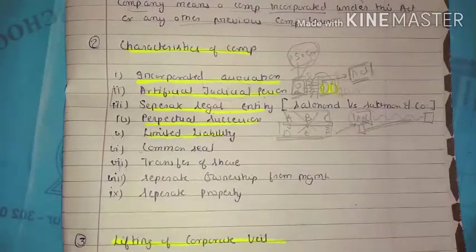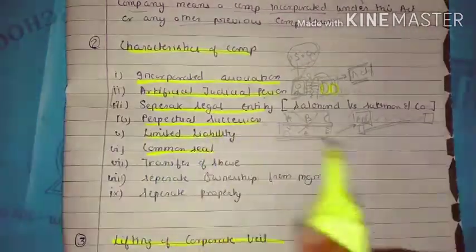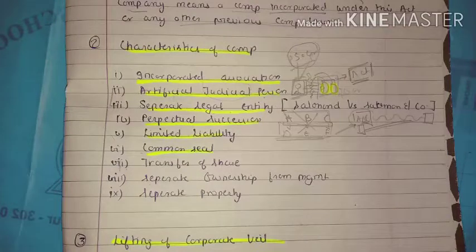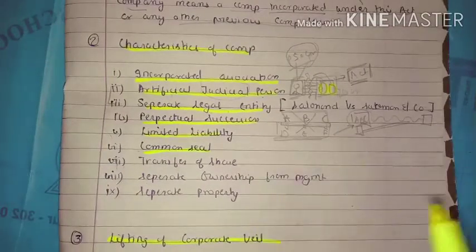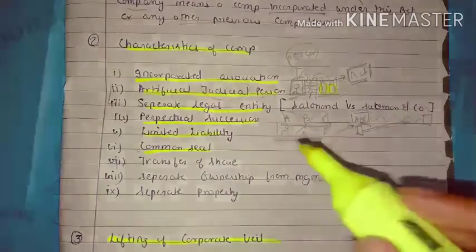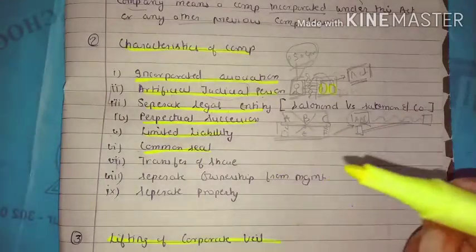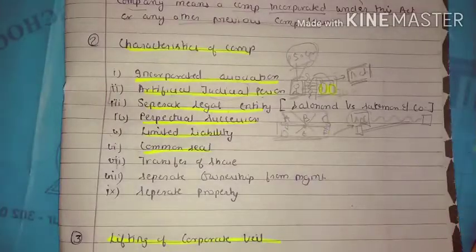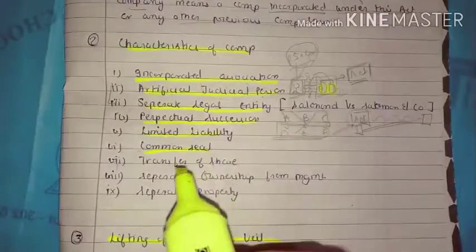Okay, now common seal. Common seal means the company has its own seal, like I have my own signature. It is an artificial person, it is a separate person, so it has its own signature. Its signature means its common seal. Okay, the company has its own common seal.